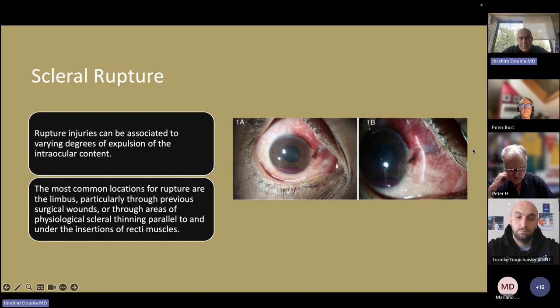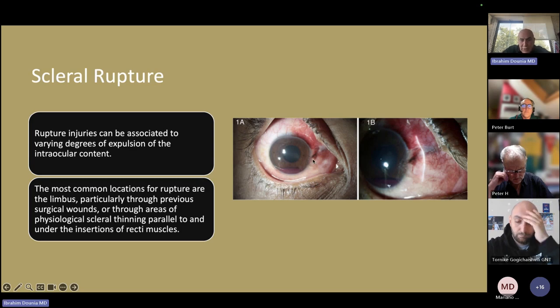Scleral rupture. Rupture injuries can be associated with varying degrees of expulsion of the intraocular contents. So this is more serious and it's more important. The most common location for rupture is the limbus. I told you about the limbus. It's the corneoscleral junction between the cornea and the sclera.